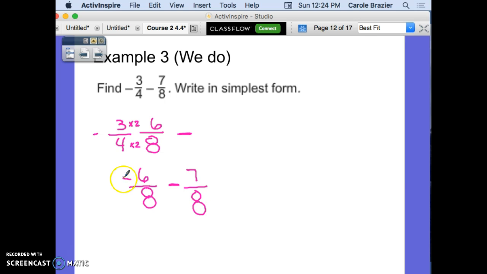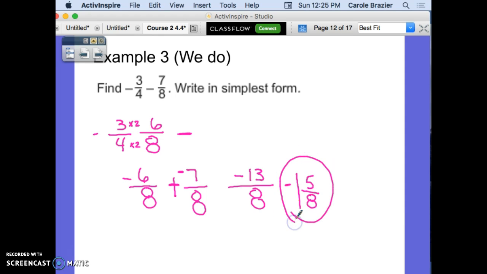I can do the same thing since I'm starting with a negative. I can keep change, and then I'm going to add my two negative numbers. So negative 6 plus negative 7 becomes negative 13, and my denominator stays as 8. I then have to turn that into a mixed number. So 8 goes into 13 one time. It's a negative because my sign takes over. And I have 5/8 left over, and that becomes my final answer.